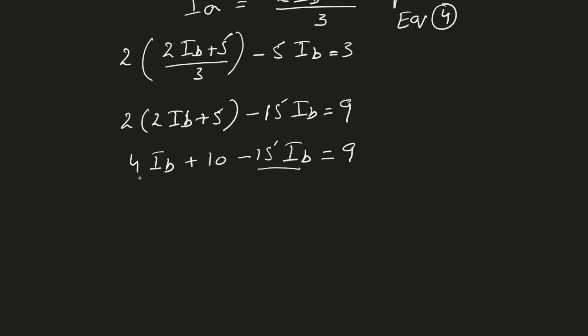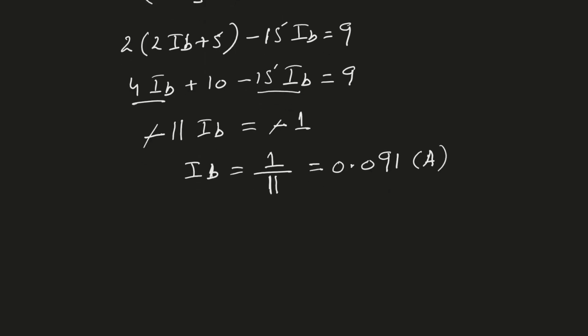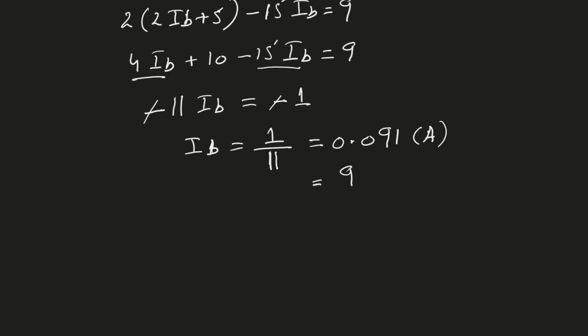Now I have negative 15IB and 4IB. So when you add both of them, we will get negative 11IB. And I have this 10 on the left hand side, so I will take it from the left to the right, and it will become negative 10, so I will have negative 1. And now you can see that this negative and negative can cancel out. IB is equal to 1 over 11. So we found the value of IB. 1 over 11 is equal to 0.091 ampere. So this much current will be flowing. This is the value of current IB. I can also write it as 91 milliampere. Okay, so that's my IB.